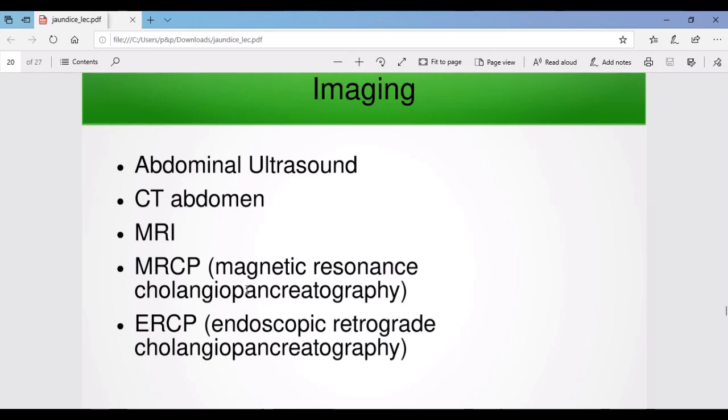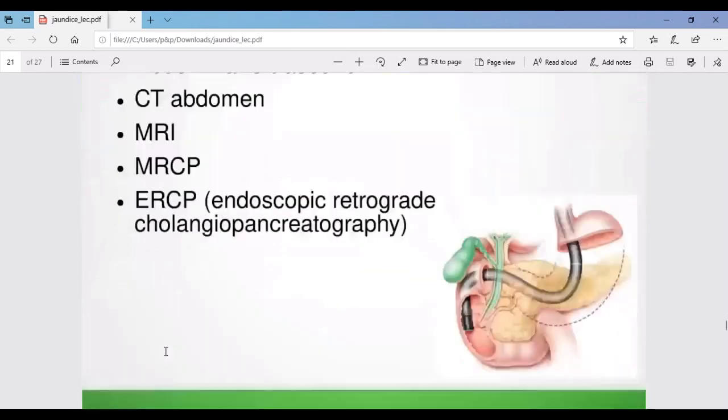The other way to see the biliary tree and the pancreatic duct is by endoscopic retrograde cholangiopancreatography. In endoscopic retrograde cholangiopancreatography, we introduce our endoscope through the esophagus, stomach, down to the duodenum. And when we reach the second part of the duodenum, our endoscope is just in front of the ampulla of Vater with the common bile duct.